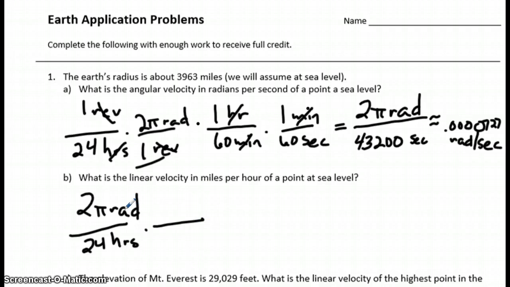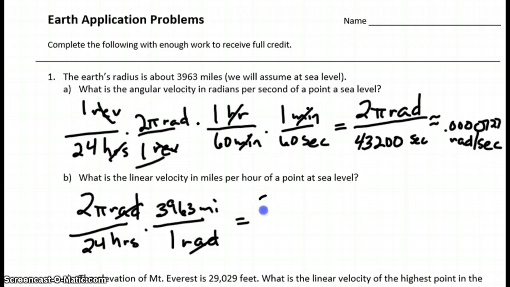I need to convert radians per hour into miles per hour. So our hours unit is already okay. We need to convert radians to miles, change angular to linear. And how do we do that? 1 radian, by definition, is equal to the radius, which is 3,963. And that unit's already in miles. So now after our radians units cancel, we actually have miles per hour.